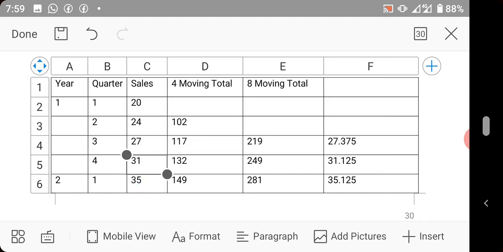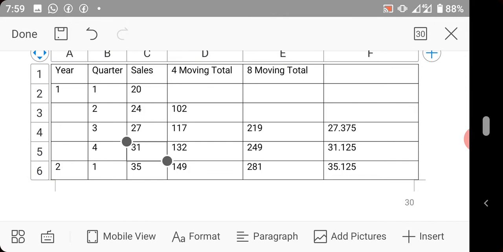Each time the question requires you to get 4 moving average, this is how you do it. You add the first 4 numbers and write the total. To get the second total, you add the next 4 numbers, removing the first one, just as we did above. To get the third one, you remove the first 2. So that is how you do it. You understand? So it's easy.